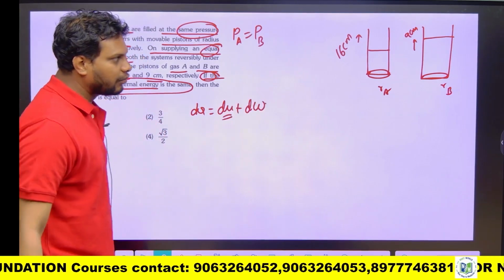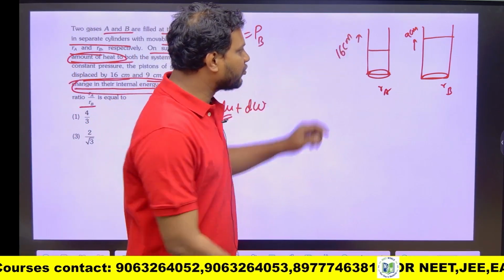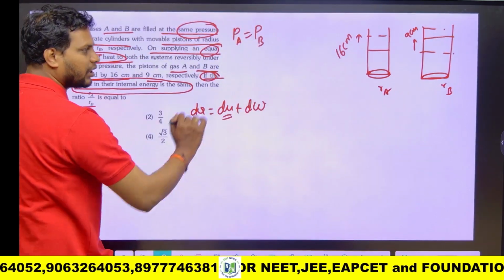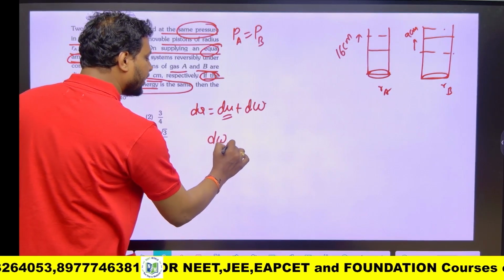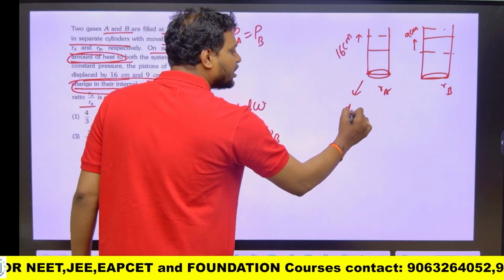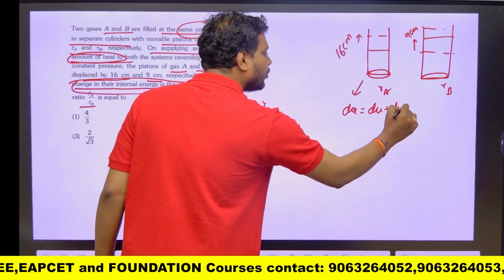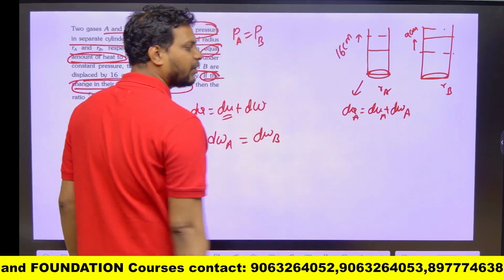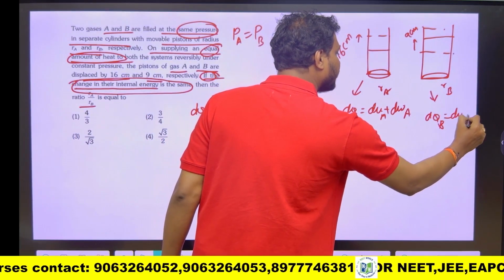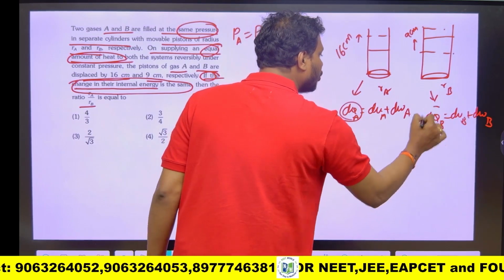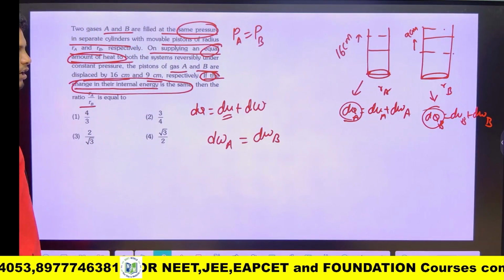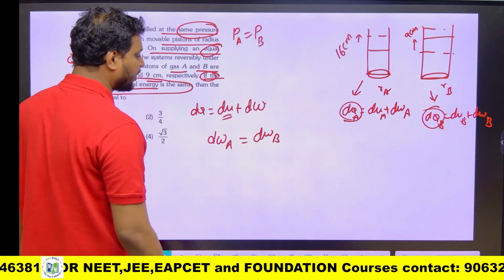So there will be different work done, because here piston A is displaced more and piston B is displaced less. So work done will be different. Then the work done by gas A is equal to the work done by gas B. Because for the first gas, dqa is equal to du plus dwa, and for the second cylinder, dqb is equal to dub plus dwb. They gave equal heat energy and the same internal energy, so both will be cancelled. You will get work done by gas A is equal to work done by gas B.